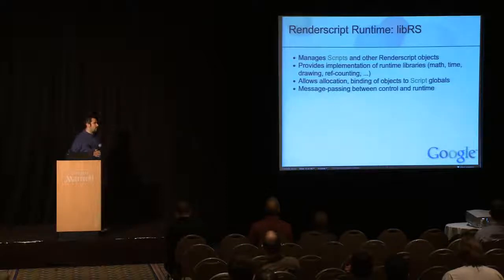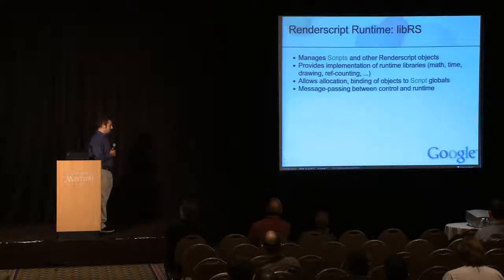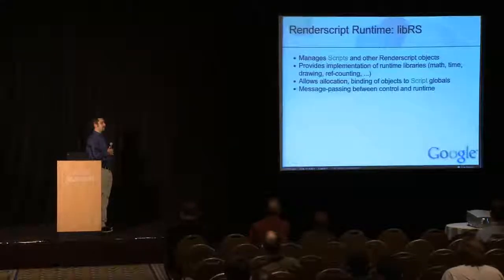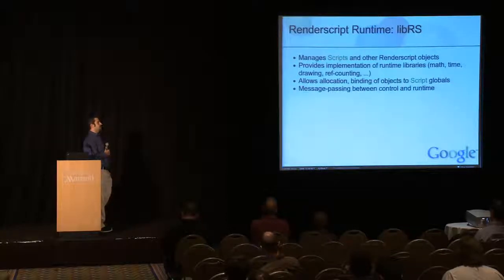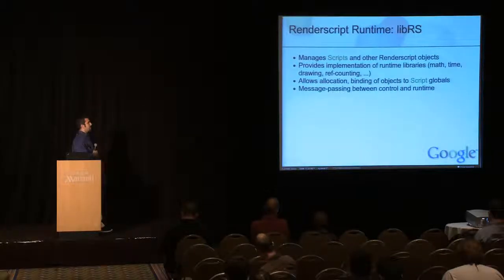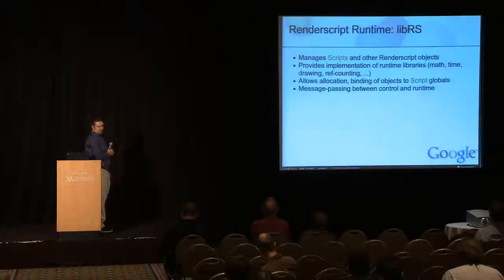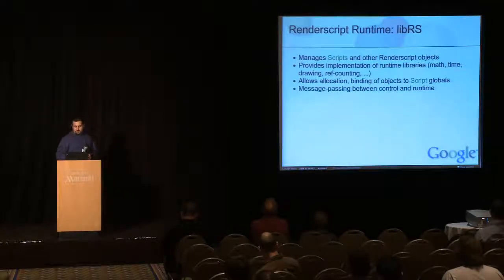The runtime is actually the management layer, and we don't support dynamic allocation within the scripts themselves today, although that's kind of a nice future goal. So any of the allocations have to be taken care of by the actual runtime layer, and then the runtime layer is able to bind those allocations in for the script side to work with. This also has the additional libraries that I was talking about.